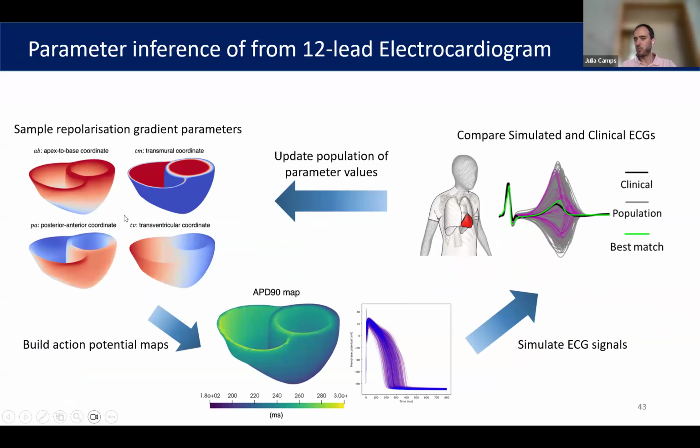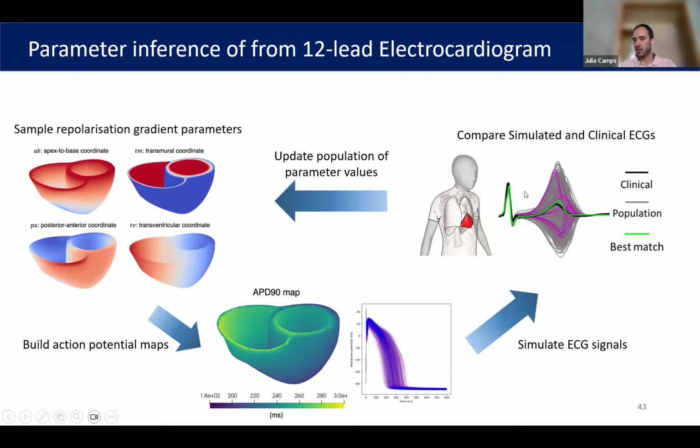And then you can do inference with the same algorithm that we were saying before. It's just the diagram looks different, but it's the same thing. So here you have the parameters that get chosen. This is the simulation side, and here it gets compared to the clinical data, the clinical data being in black, and then the best match being in green. And what you can see here is all the variability that you're getting from the population, right?